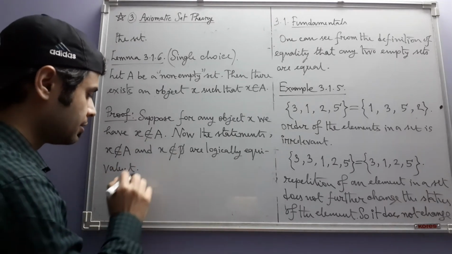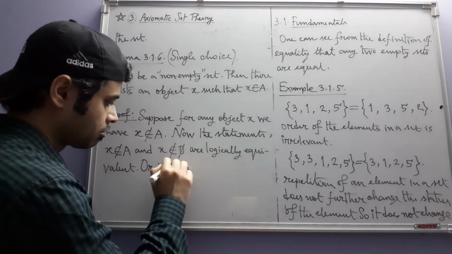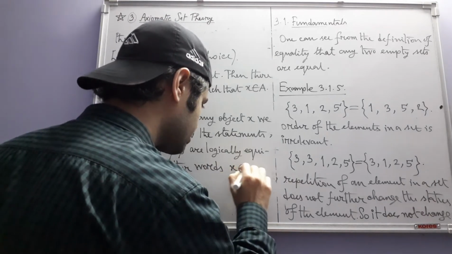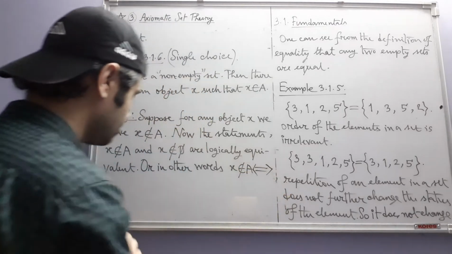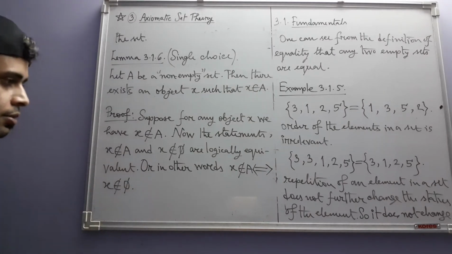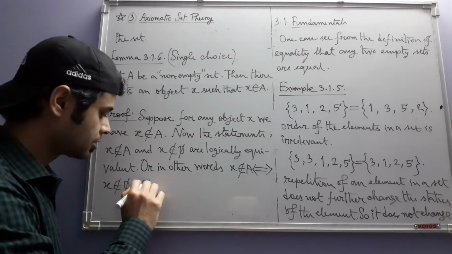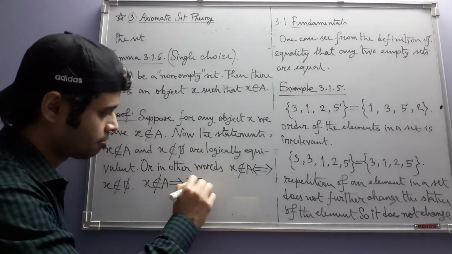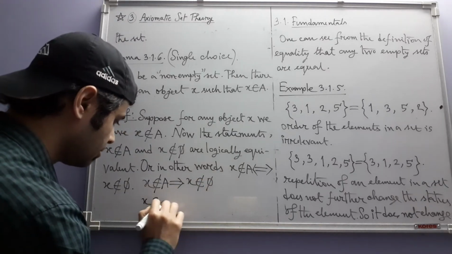In other words, X does not belong to A is true if and only if X does not belong to the empty set. Now this is a double implication. Okay, it consists of two implications. This one and this one.